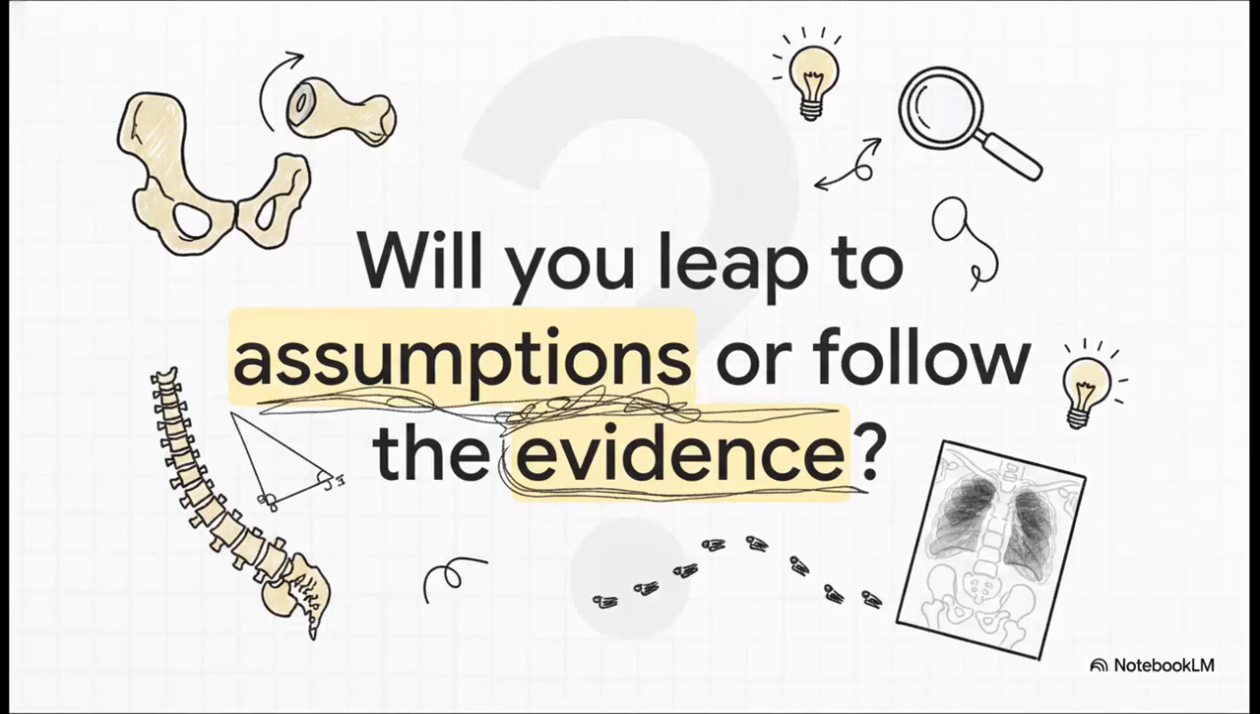And that brings us to our final, ultimate question for this explainer. Whether you're distinguishing a gradual hip necrosis from an acute epiphyseal slip, whether you're precisely measuring the angle of a spinal rotation, or carefully reviewing an infant's x-ray, the question always remains. As a clinical detective, are you going to leap to assumptions, or will you follow the evidence step by step to protect your patient?